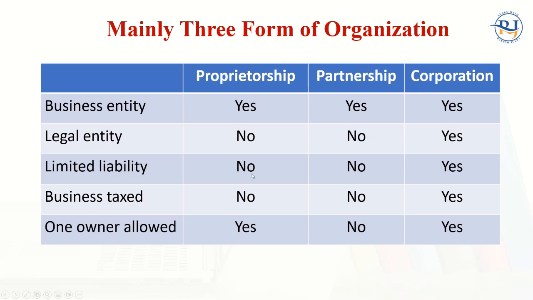A limited liability, if we talk about the limited liability, proprietorship and partnership, they don't have any limited liability. It means it's not limited. It means unlimited liability in case of the proprietorship and partnership, but not in case of corporation. So corporation has a limited liability. It means the shareholders are the owner of the organization and will be held responsible only up to the number of shares they have bought.